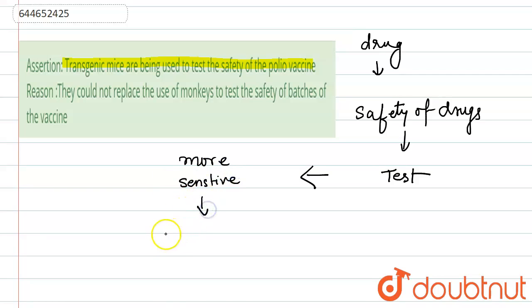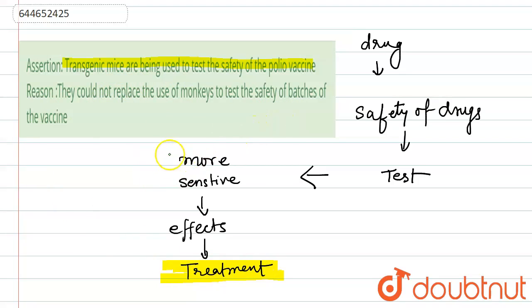Okay, and we can check the effect. What is the effect in the treatment? If the effects are good, so we use this vaccine or drug in the treatment. Okay, so the transgenic mice are generally for the testing of such drug or vaccine, we can use the transgenic animals. Okay, we can use the transgenic animal, and in 95% of cases we use mice as an organism on which we can test.